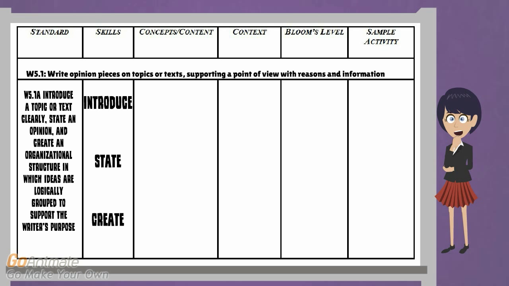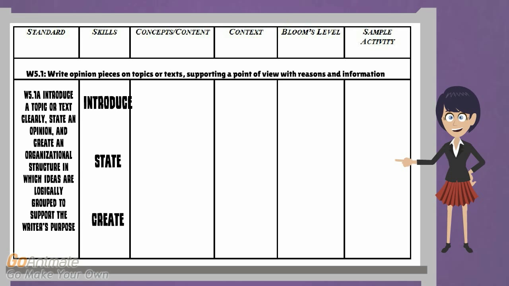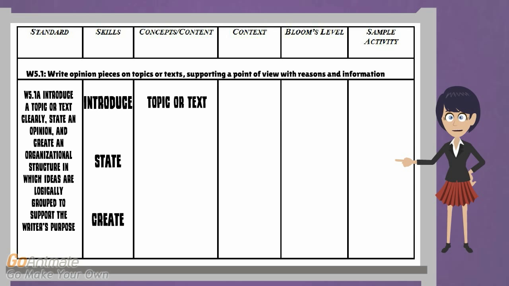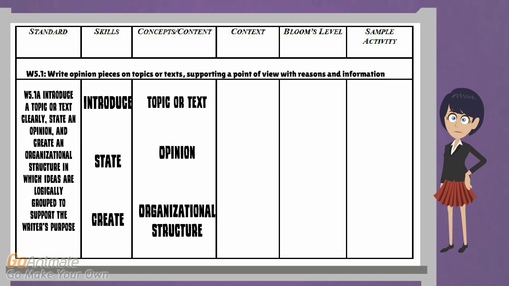The column with the heading concepts, content is asking what the learner should know, and indicates I should be looking for nouns. My first verb was introduce, so just what is it that students will introduce? Aha! They will introduce the topic or text, so the first entry in the concepts, content column will be topic or text. The second verb is state. What do they state? Oh sure, opinion. Create. They create an organizational structure. Okay, moving on. What's next?